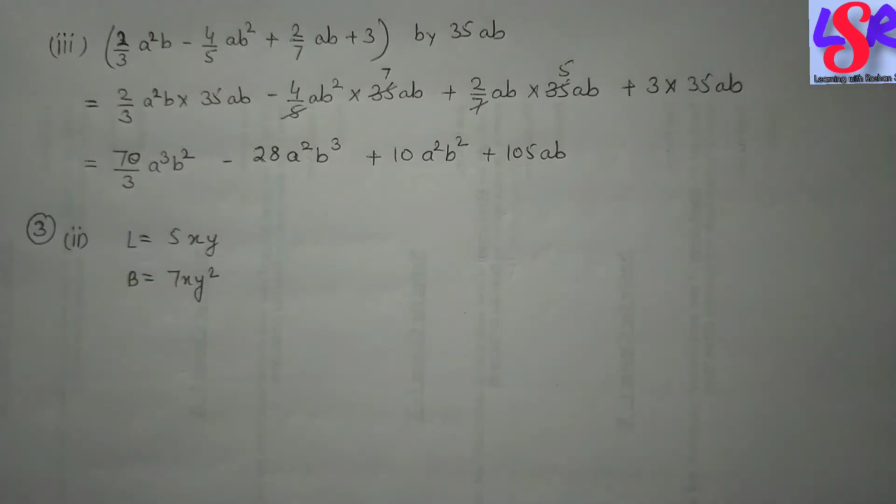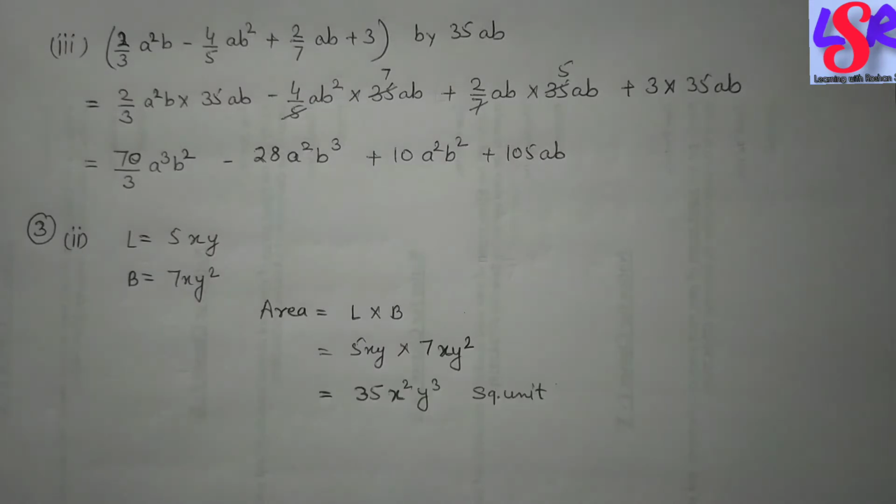In question number 3, we have to find the area of a rectangle with the following pair of monomials as their length and breadth respectively. So here we have taken the length as 5xy and breadth as 7xy square. And for the area, we get length into breadth. On placing the value of length and breadth, we get 5xy into 7xy square. And then we can multiply them. And on multiplying, we get 35x square y cube square unit.